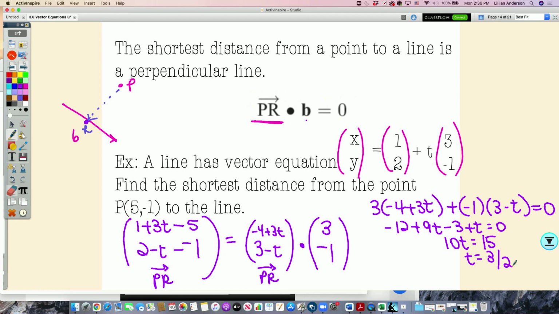All right. So now that I have the value of t, I can figure out what PR is equal to because I can plug that back in. When I plug in 3/2, what is PR?